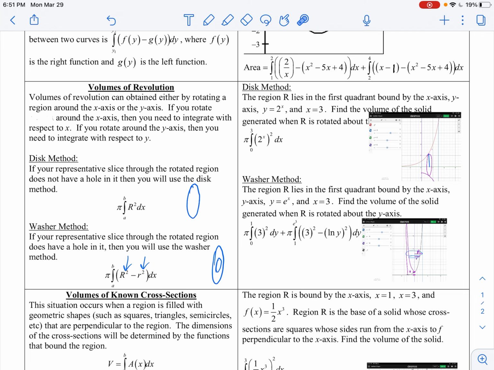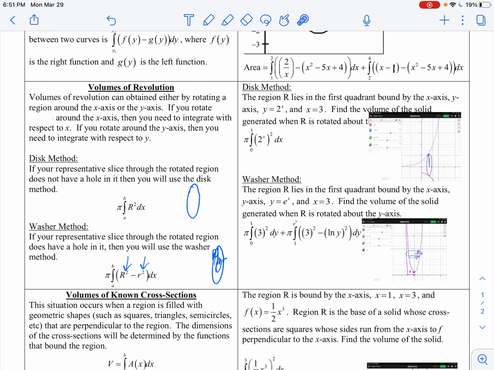The washer method is if your representative slice through the rotated region has a hole in it, then you use the washer method. And so you have a larger radius, and you're going to subtract the smaller radius. So the larger radius minus the smaller radius. This is like the big R and then little r here. All right, here's our two examples.